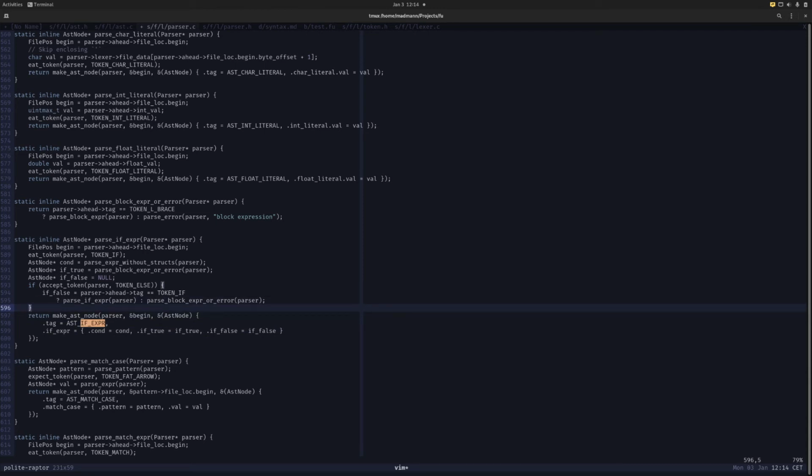Right, so that's basically, I think, it for the if expression, and I think that should give you a good idea of how parsing works. Now I'm going to look at adding a feature to the parser.